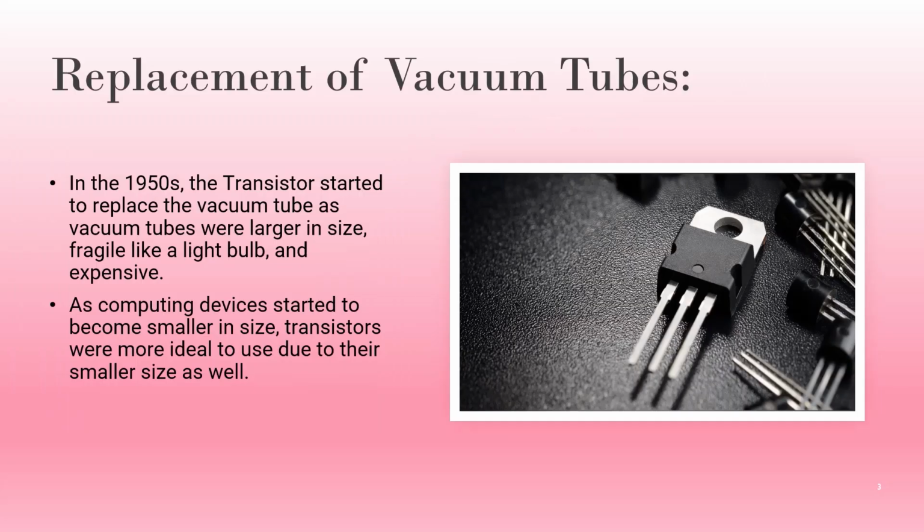So now, coming to its replacement. In the early 1950s, the transistor started to replace the vacuum tube as vacuum tubes were larger in size, fragile like a light bulb, and very expensive. As computing devices started to become smaller in size, transistors were more ideal to use due to their smaller size as well.